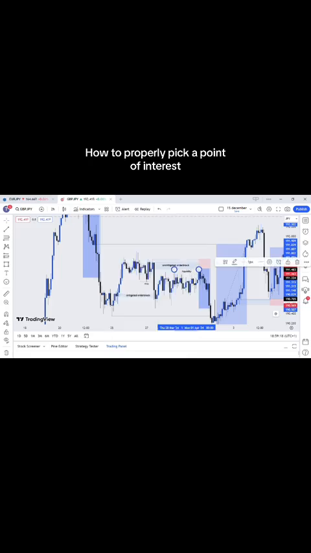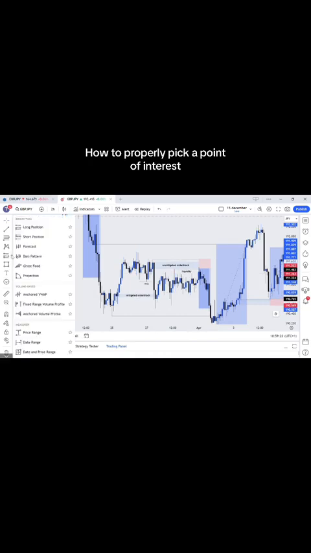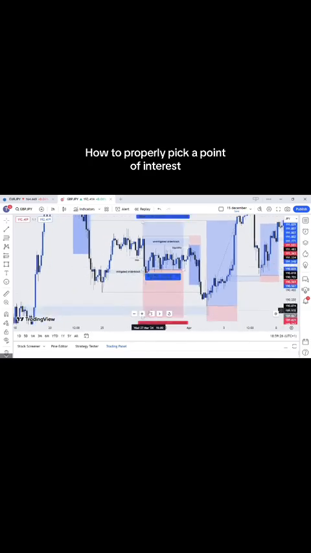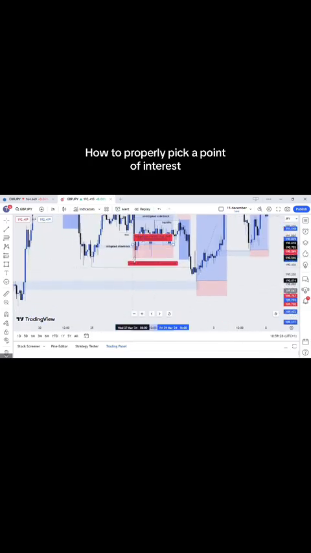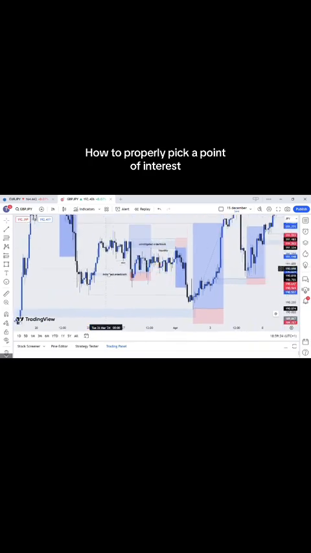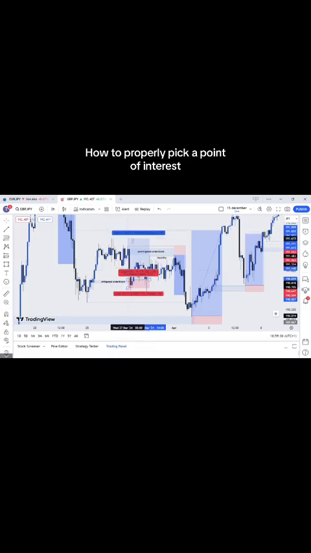So what do you notice with this one? If I picked this entry here, I would have been taken out of this trade, because it didn't fulfill my rules. But what happened here? I picked this order block that is unmitigated, has liquidity protecting it, and shifted market structure. And what happened? It obeyed my analysis.